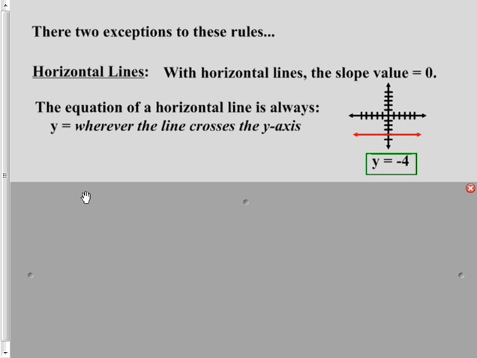In the little graph there on the right-hand side, you have a horizontal line, so there will be no x's showing up in the equation. The answer will simply be y equals, where does it cross the y-axis? It crosses at -4. The equation is y equals -4. That's what a horizontal line's equation is going to look like. Y equals some number.